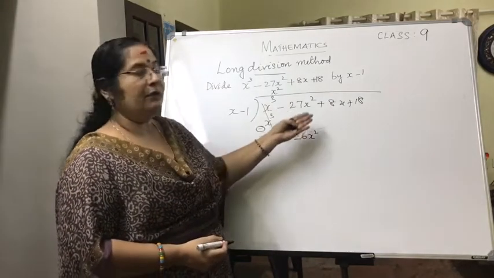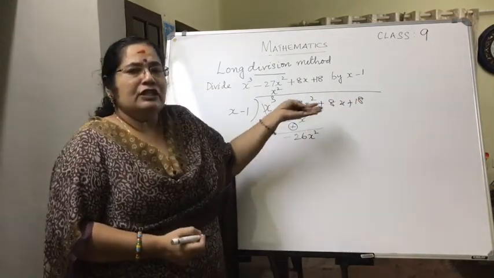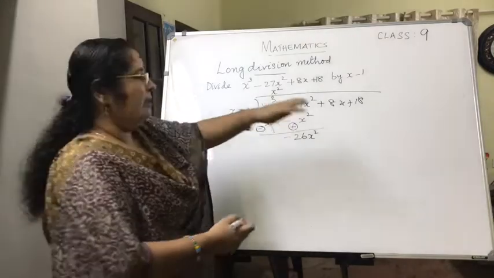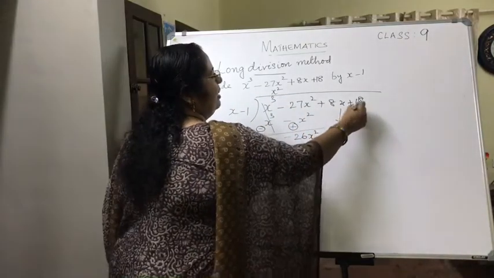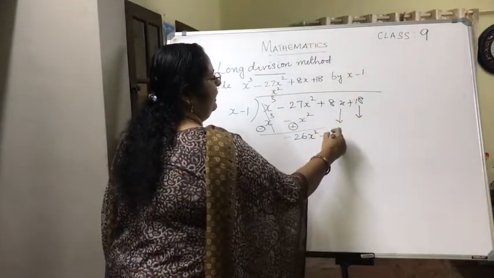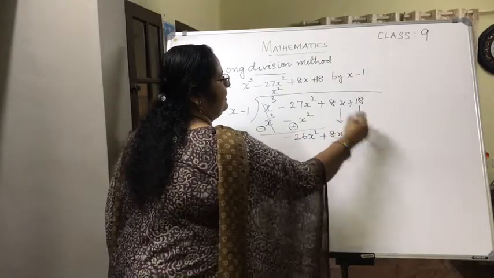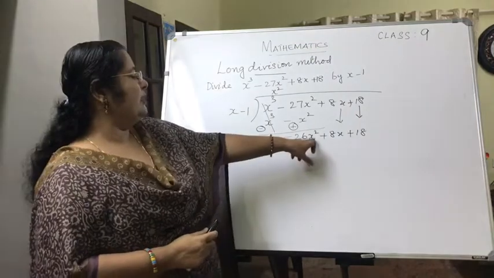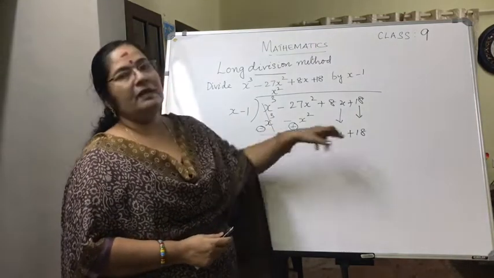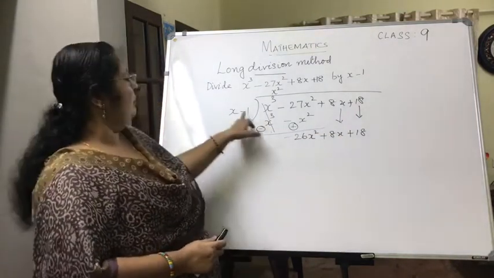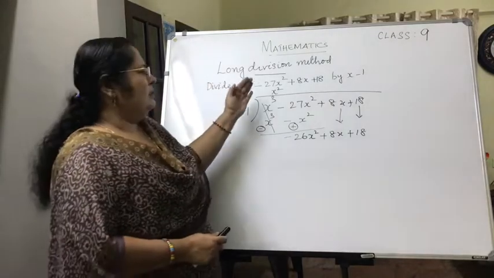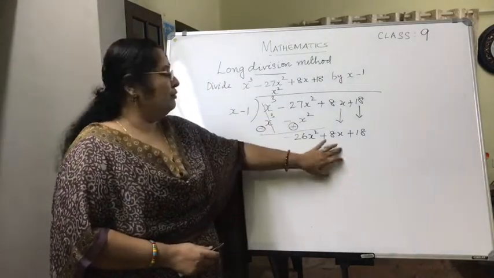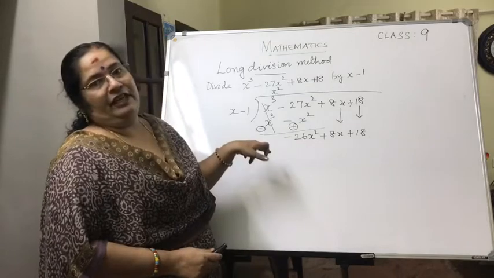No, we have just started only. Some more terms are there. So now bring down the remaining terms. So let us bring this down. What you are having? Plus 8x plus 80. So now our dividend is which one? Minus 26x square plus 8x plus 80. Which is the divisor now? X minus 1. Now the same procedure we are going to do for this dividend.